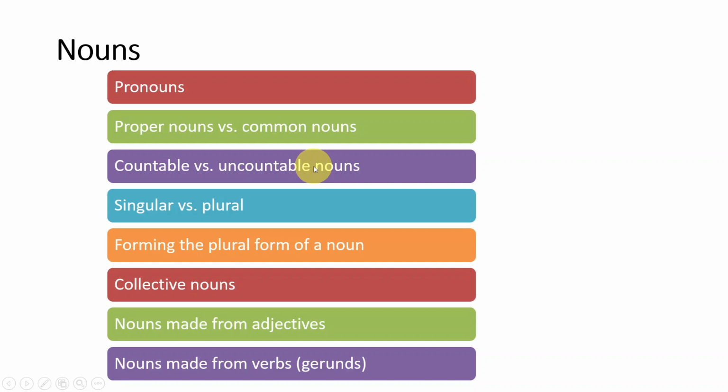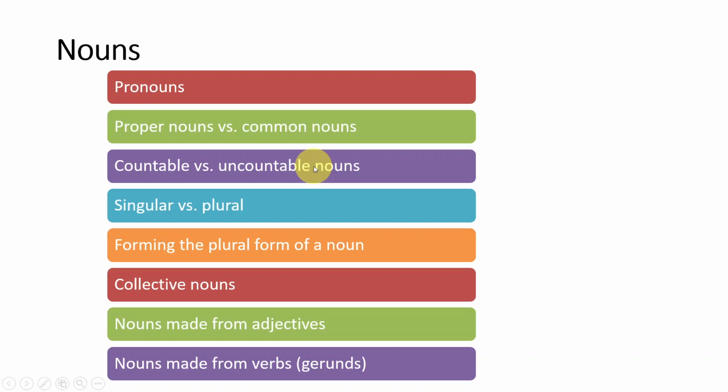And when it comes to forming the plural, there is a set of rules. And there are collective nouns. We consider them singular, though it's a collection. Also there are different ways we can make nouns, other than those native nouns. We can make nouns from adjectives, like kindness. We can make nouns from verbs. We call them gerunds, like playing, smoking. We will be covering those aspects when we cover the noun sections.